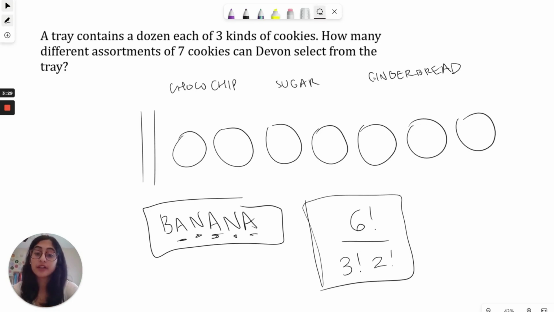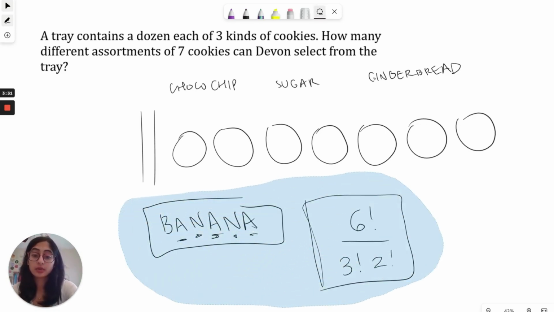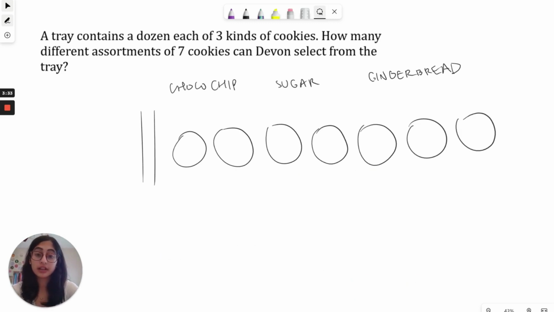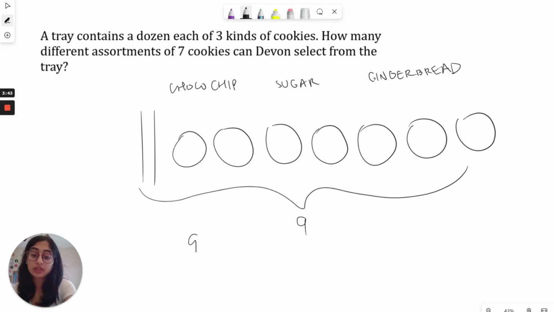Now, we're going to apply that very same logic to this question, except in this case, we have 9 objects. We have 7 cookies and 2 dividers, 7 stones and 2 sticks. This is 9 objects. Now, there are 7 of the same thing here, and then there are 2 more of the same thing here. So our final answer is going to be 9 factorial divided by 7 factorial times 2 factorial.